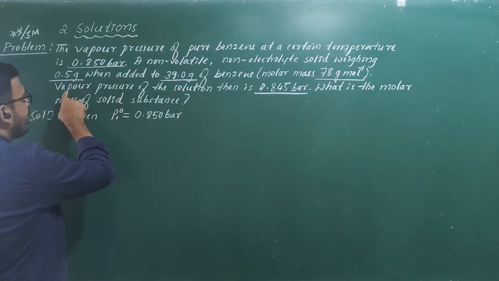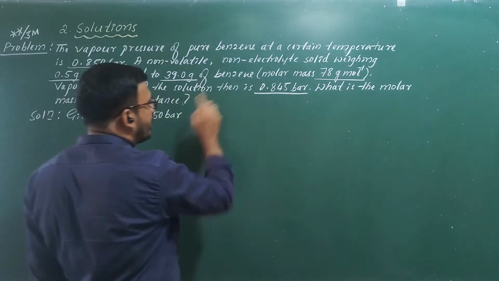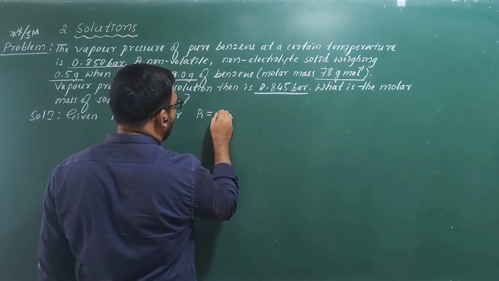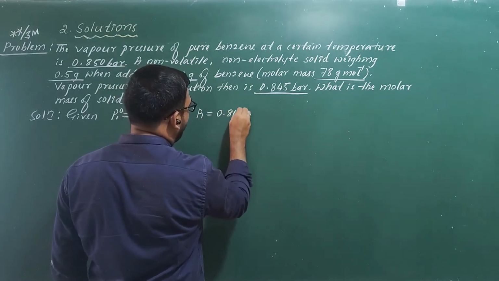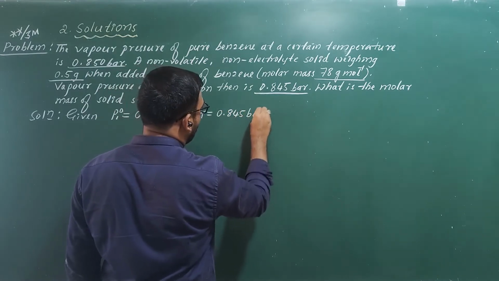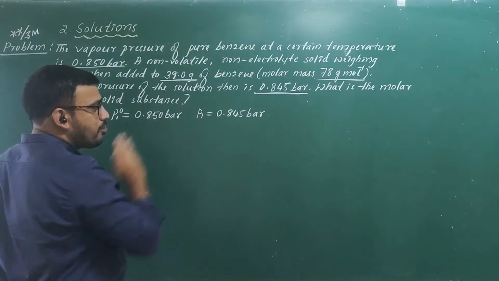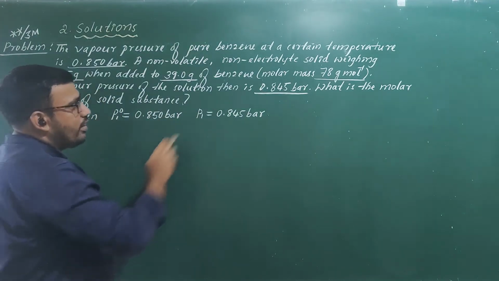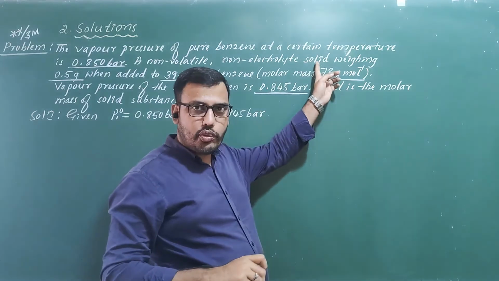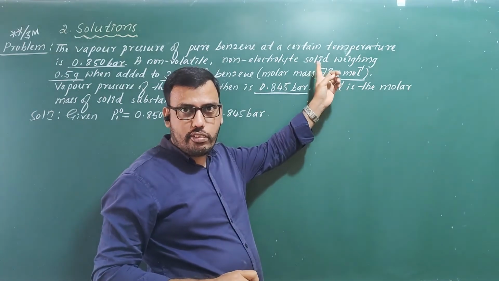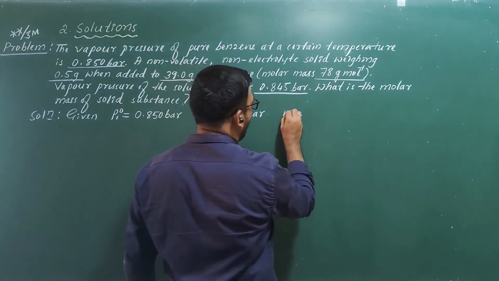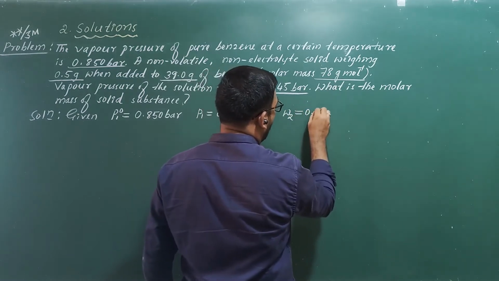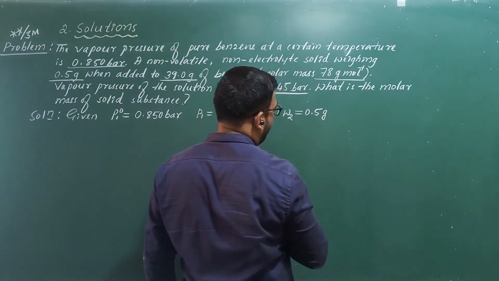Again, in this sentence, the vapor pressure of the solution, P1, is given. So P1 is equal to 0.845 bar. We got P1 naught and P1. So what is this 0.5 gram here? It is a solid, the solute. Mass I will write by W. Mass of solute, take W2. W2 is equal to 0.5 gram.